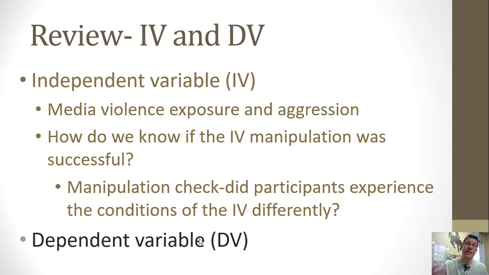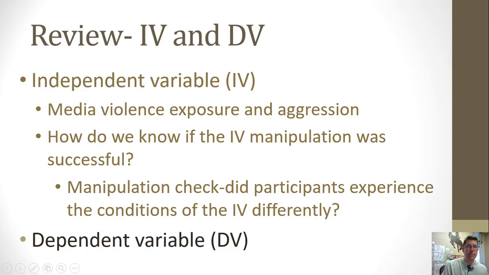Okay, the other variable is the dependent variable. This one is always measured in an experiment. So the researcher doesn't control this, they just measure it. So in this example, it would be aggression. Researcher doesn't control their participants' level of aggression, they just measure it later in the study.